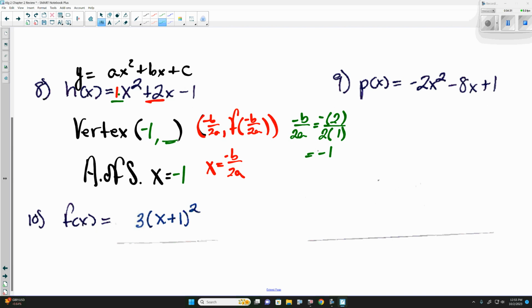Now that just leaves us the y value of the vertex. And to find the y value of the vertex, we're going to plug negative 1 back into our equation. So we have negative 1 squared plus 2 times negative 1 minus 1.